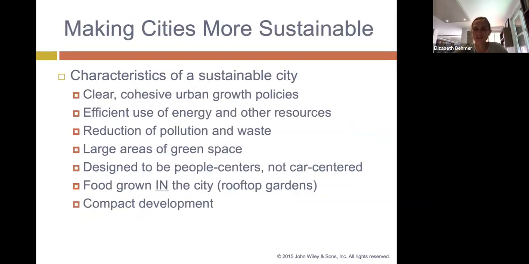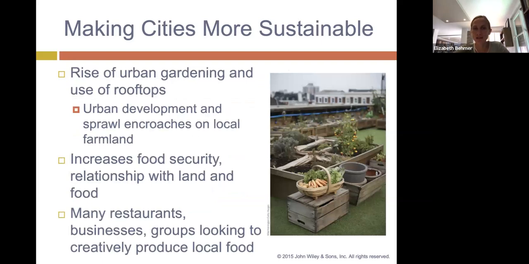Making cities more sustainable. Characteristics of a sustainable city are clear, cohesive urban growth policies, and efficient use of energy and other resources, reducing pollution and waste, having large areas of green space, designed to be people centers, not car centers, and then food grown in the city, for example, in rooftop gardens, and compact development.